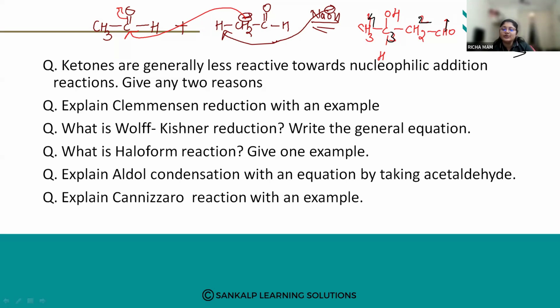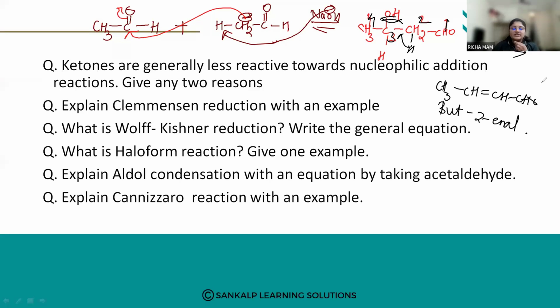When you heat this aldol, what will happen? Hydrogen from here and water from here are lost. You are going to get CH3 CH double bond CH CHO, which is but-2-enal.